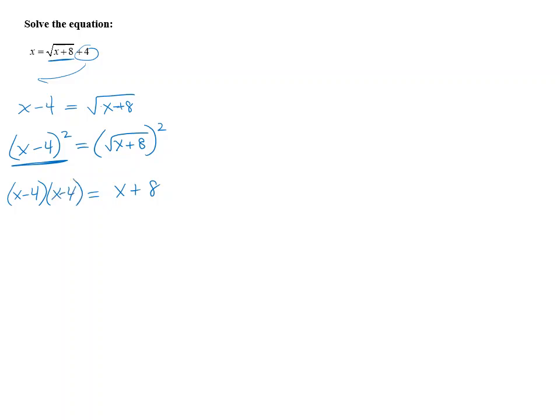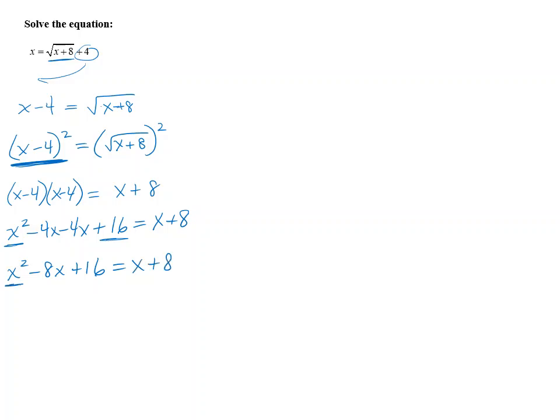And if you actually multiply it by itself, FOIL it out, you will get the x squared, but you'll also get some middle terms. You'll get minus 4x and another minus 4x from the FOIL, and then -4 times -4 is positive 16. So be really careful when you multiply or square a binomial, because sometimes we get in a hurry and we think it's just x squared and 16 when actually we have these two middle terms as well. So collecting like terms, we have x squared minus 8x plus 16 equals x plus 8.